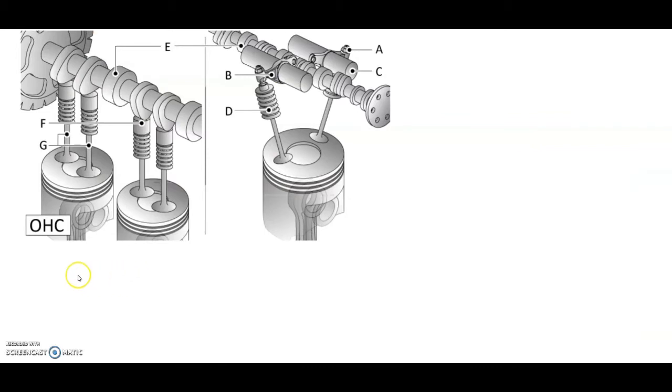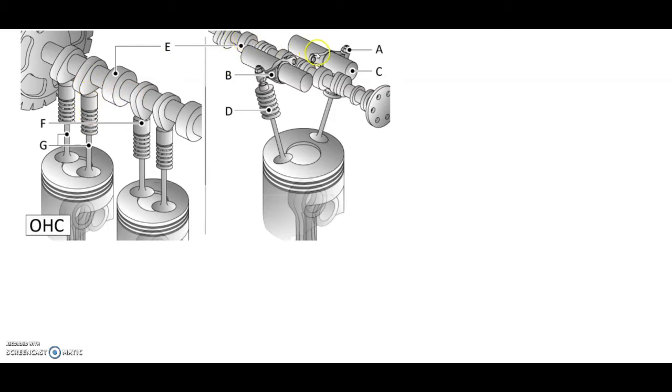Here we've got an overhead cam diagram, so OHC, overhead camshaft. And in this image you can see the camshaft up here, and it is, as it says, over the head of the valve. So the overhead cams are usually at the top of the engine, and you can see it's over the top of the valve and pushing the valves open.